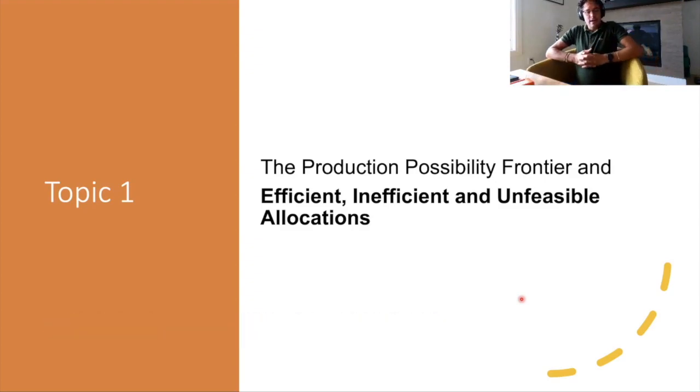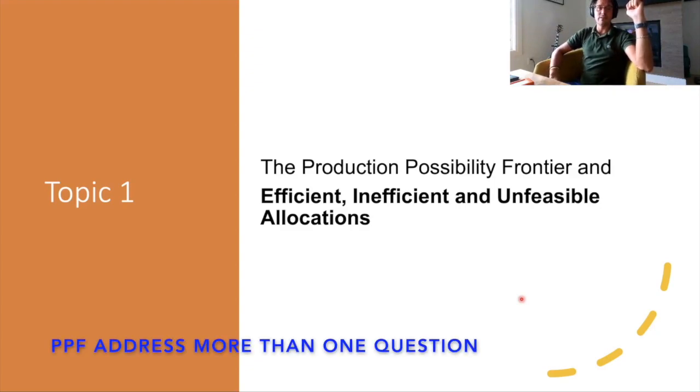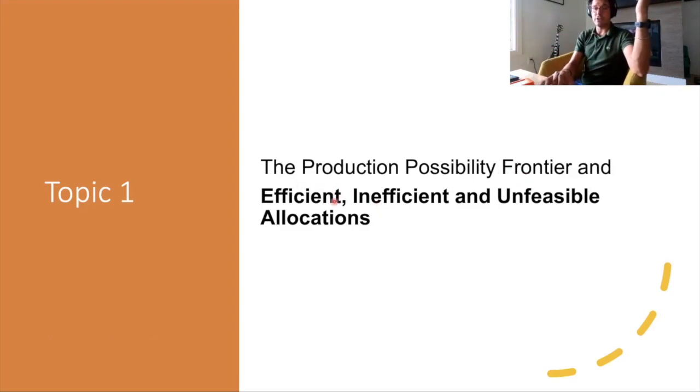Now, as I was mentioning before, basically a model answers a question. In particular, our question was how many of two goods, the maximum amount of two goods, we can produce given the available resources. The production possibility frontier is actually a very useful model. It can provide an answer to other questions. In particular, here we can use the production possibility frontier to discuss efficient, inefficient, and unfeasible allocations.